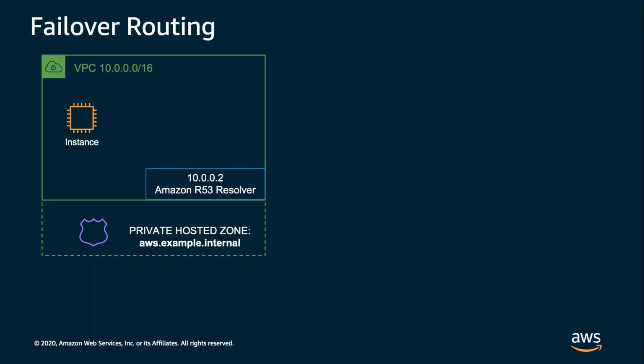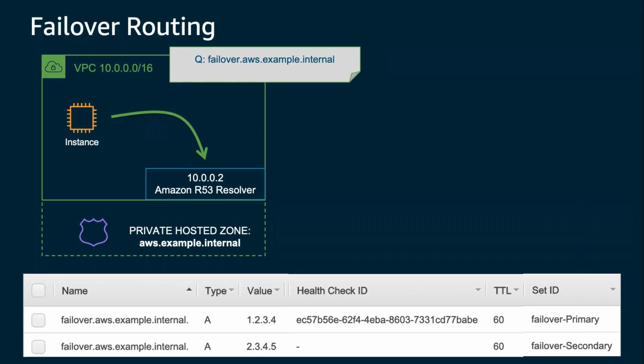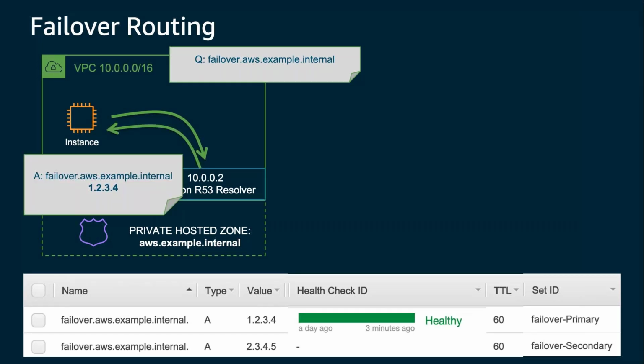We also have failover routing. In this case, if there's an endpoint that's unhealthy, we can update our DNS to resolve the host name to something that is healthy. So this is what our health checks look like for the failover routing. We have an A record for our primary, and another A record for our secondary. When everything's good, we can query failover.aws.example.internal, and assuming the primary node is healthy, we'll get back the record of 1.2.3.4.